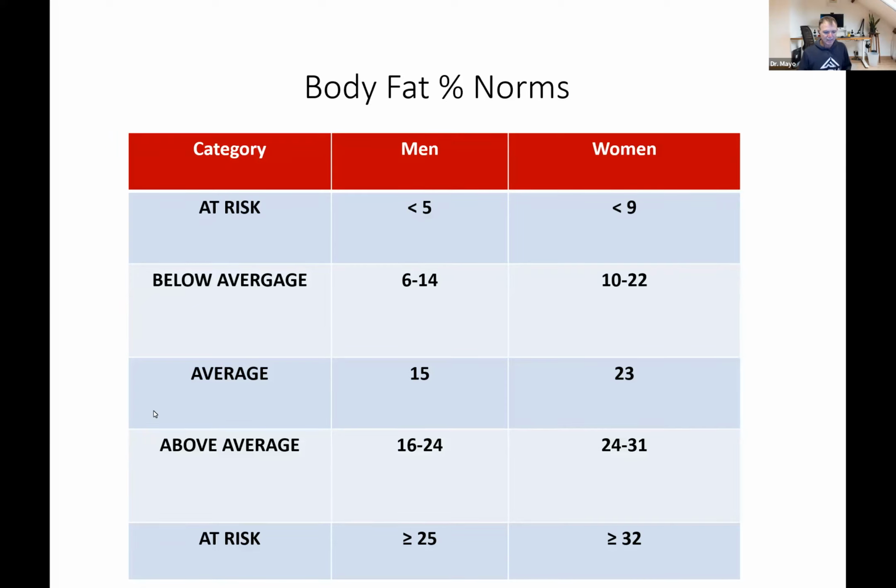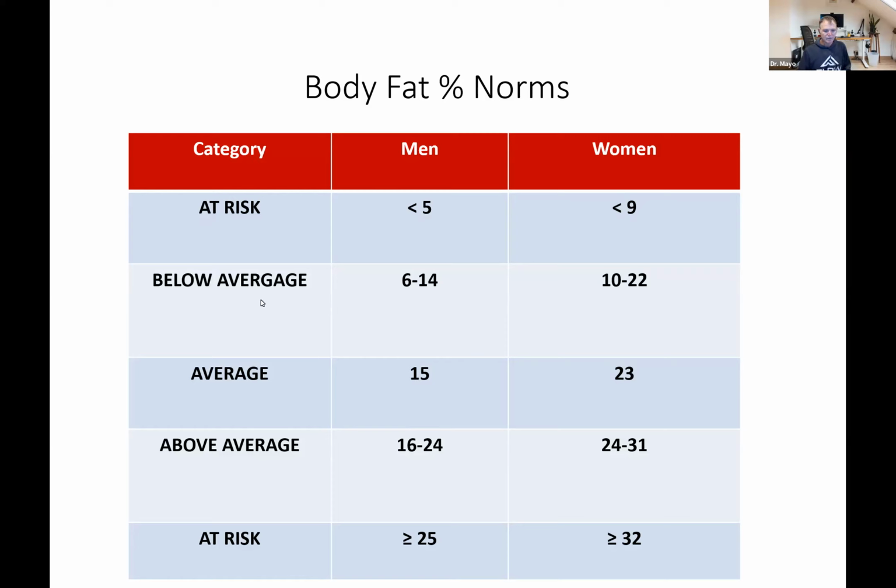And then you have above average. What does above average mean? Well, in general, the average is around 15% for men and 23% for women. And again, it can vary one way or the other, but the point is, this is the average. So if I'm 16 to 24% for men and say 24 to 31% for women, that's still a healthy range. It's just above average. That makes sense. So it's still healthy. It's just above average. And then you have average.